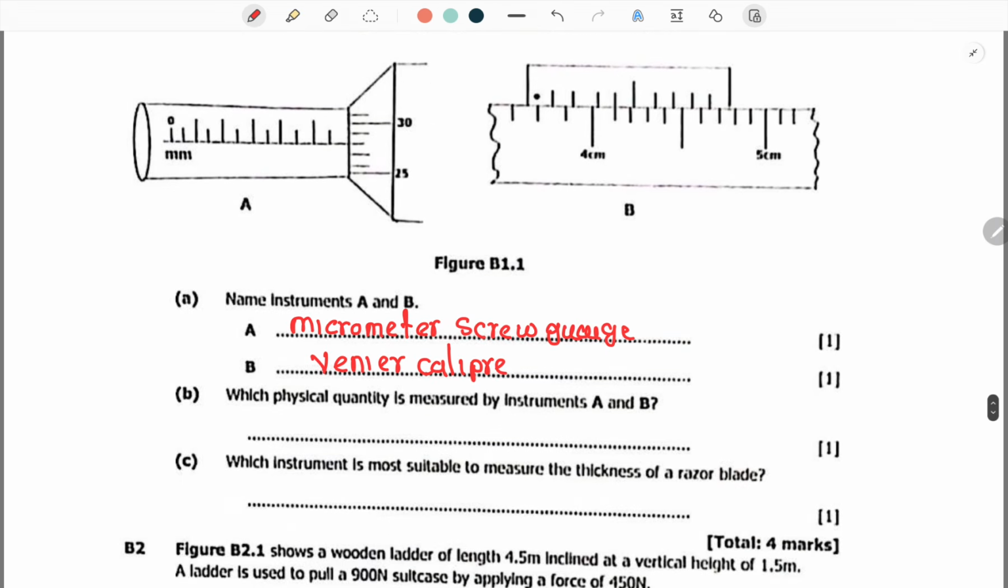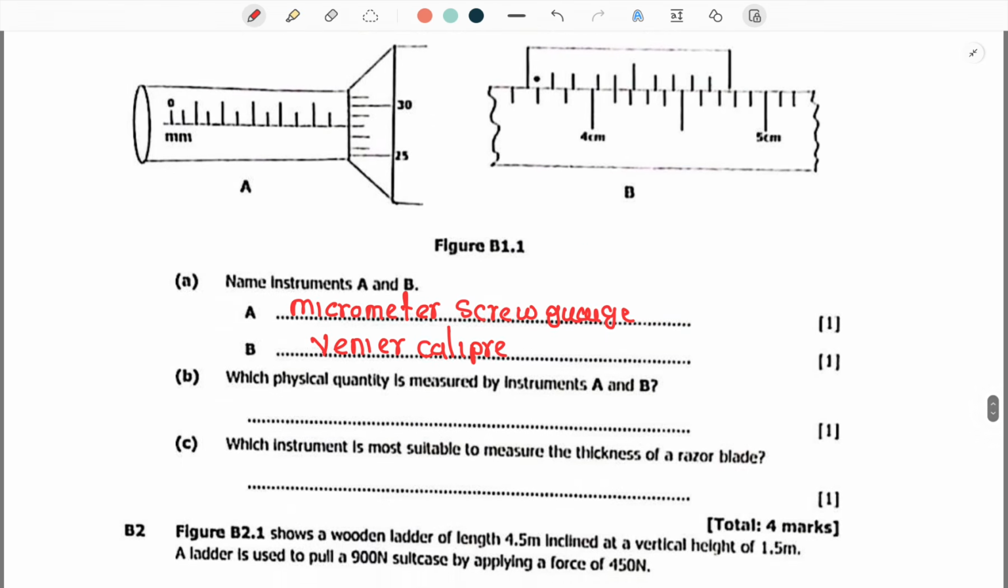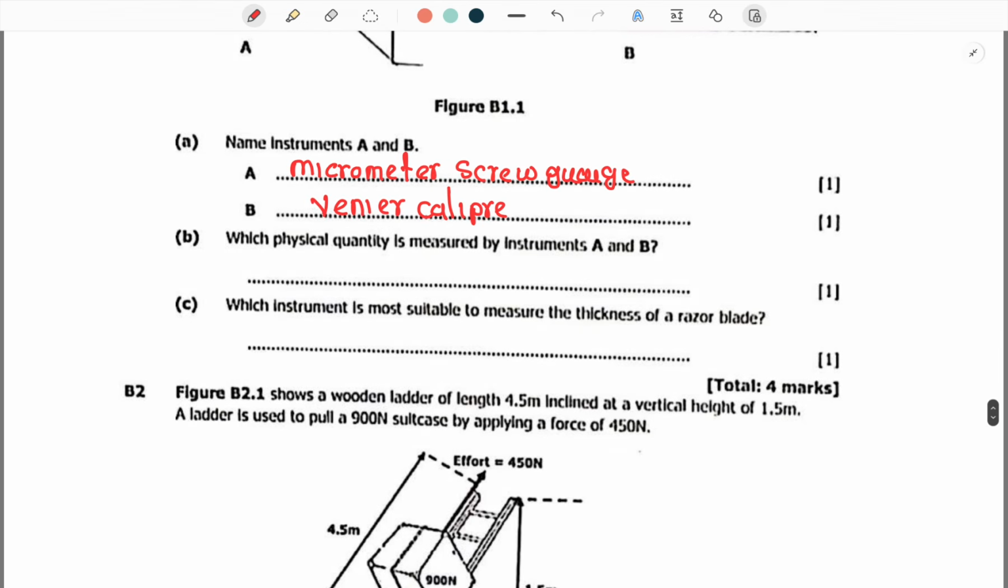Which physical quantity is measured by instruments A and B? So, of course, they measure length. Which instrument is most suitable to measure the thickness of a razor blade? Whenever you want to measure thickness of something, use a micrometer screw gauge.